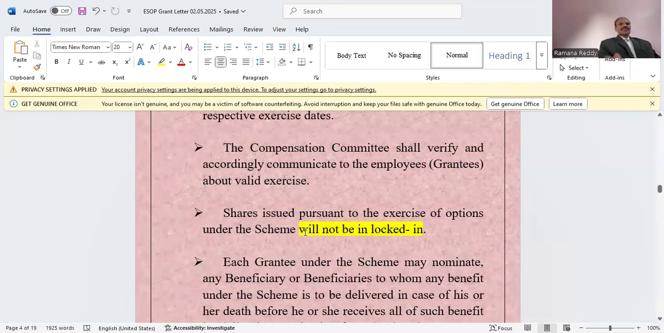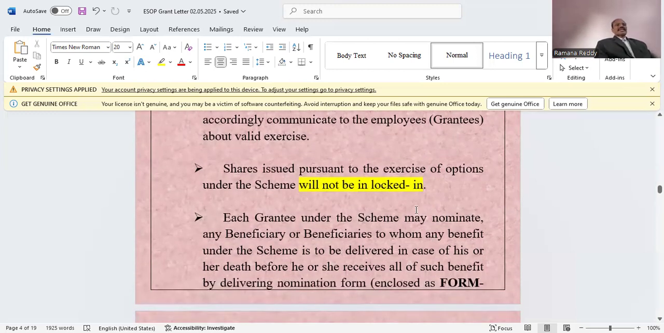Shares issued pursuant to the exercise of options under the scheme will not be under any lock-in. Lock-in is an option of the company. This is not mandatory. The company can give a lock-in period of 1 year after exercise. It depends on the company, because the vesting period is already there, and after that he will exercise. Further, if the company wants to keep a lock-in for 1 year or 2 years, it depends on the company, but it is not mandatory under the Act.